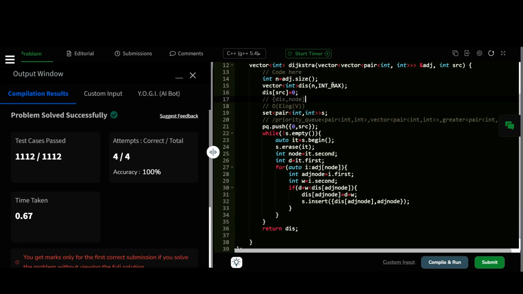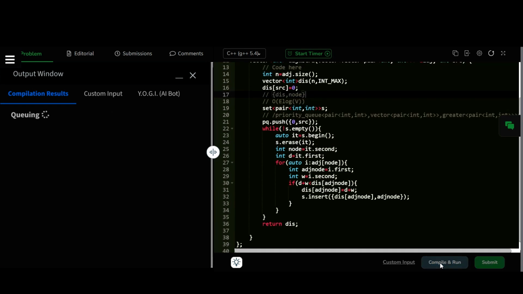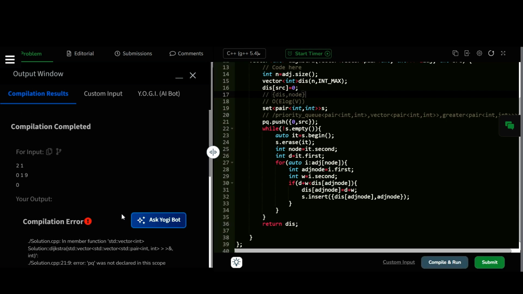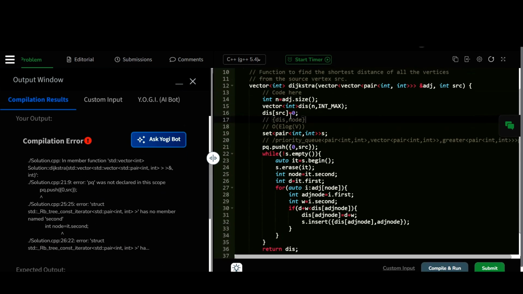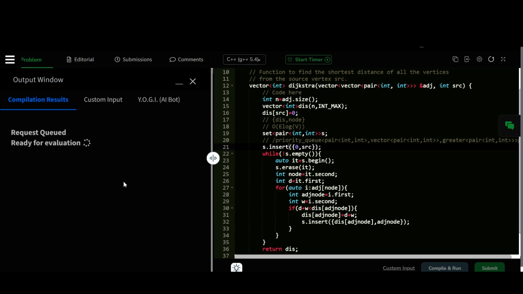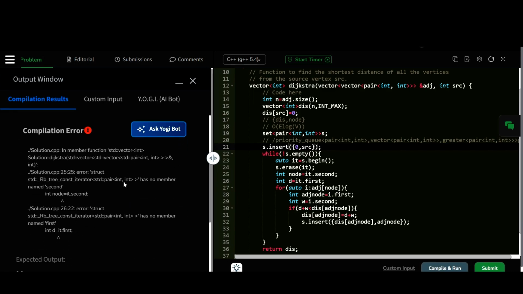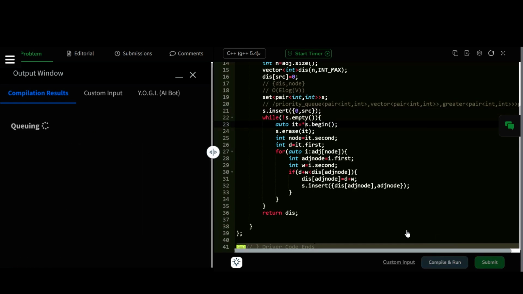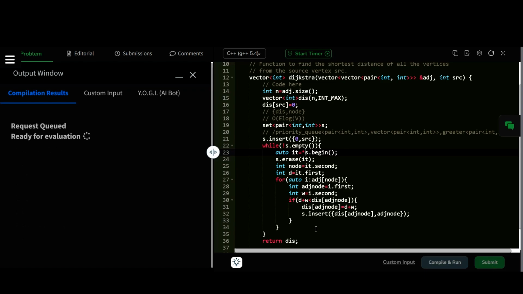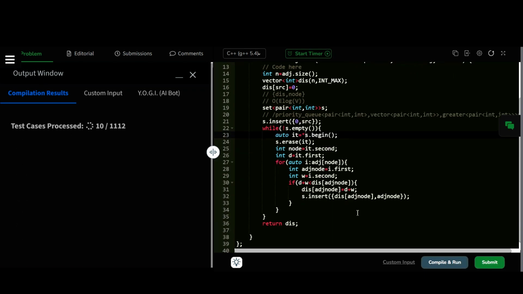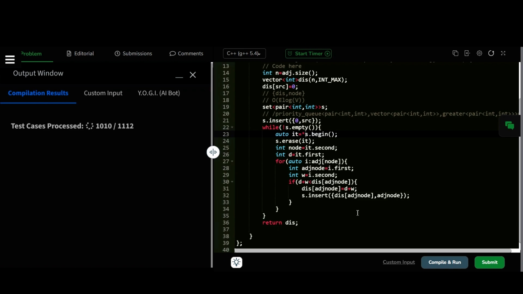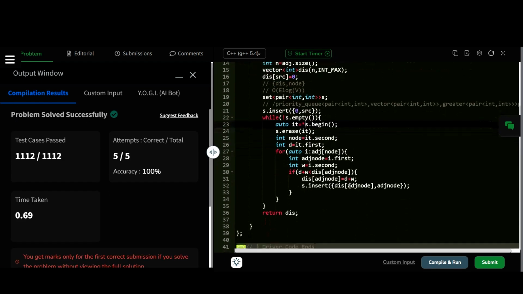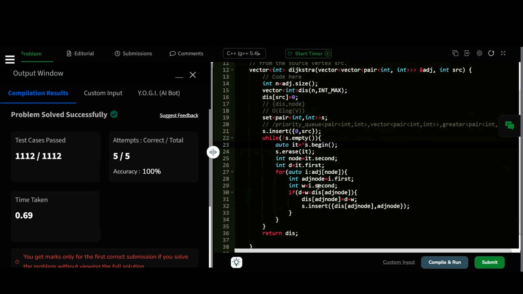What's the next thing? I think it looks fine. Yeah, let's try to compile it. Instead of push we have to insert, as s dot insert. Do it like that. Yeah, it looks fine. Let's try to submit it. Yeah. So this is how we can do it with set. Okay. So that's the code for the set.